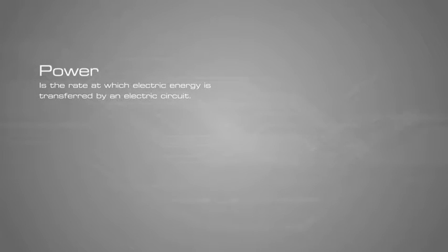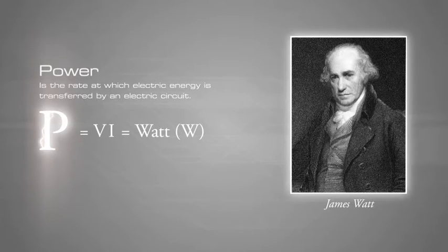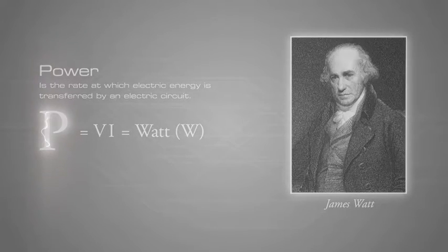Power is the rate at which electric energy is transferred by an electric circuit. The conventional symbol for power is P. The SI unit of power is the watt, named after the Scottish engineer James Watt.